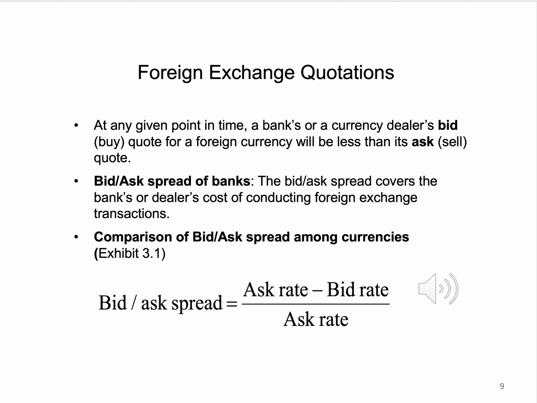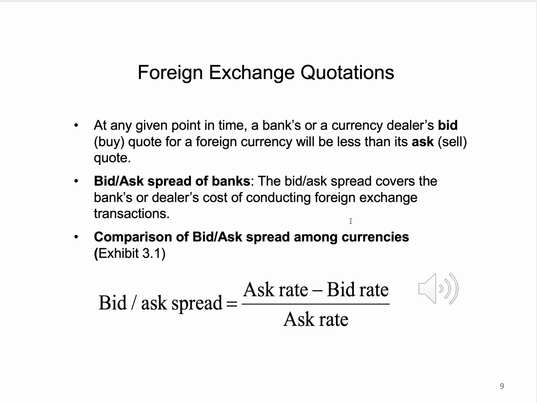The bid price is what the dealer pays to buy from you, which is usually lower than the asking price, the selling price. The difference between them is called the spread. Here's the formula. The spread is the profit margin the bank or the currency dealer uses to cover their cost.